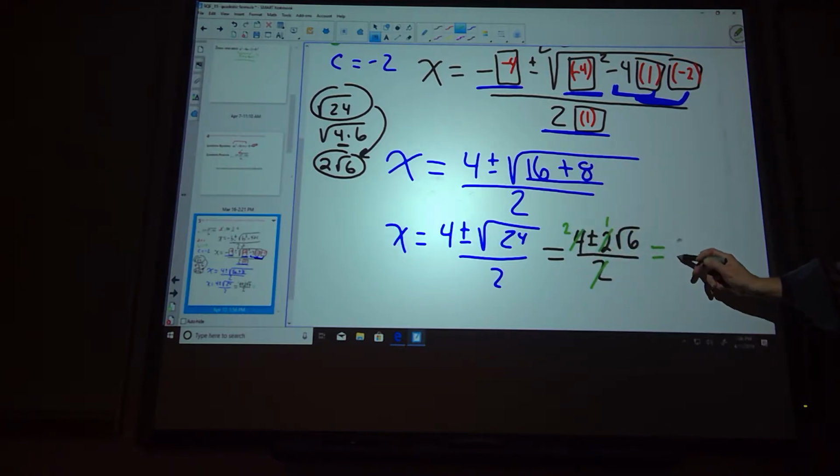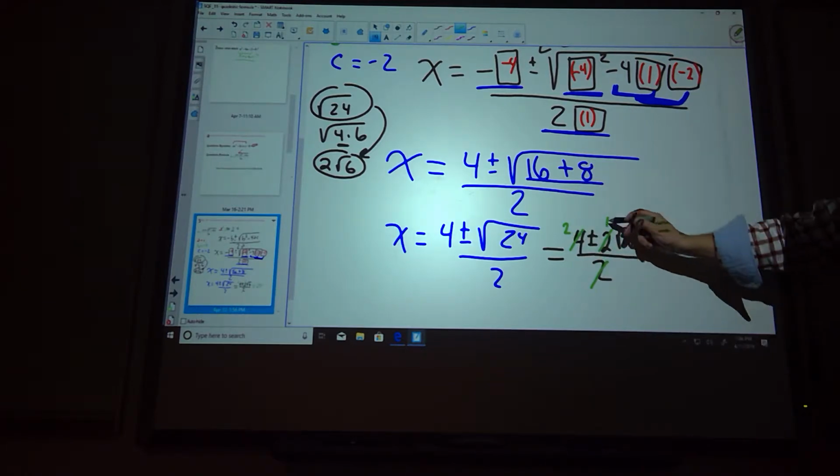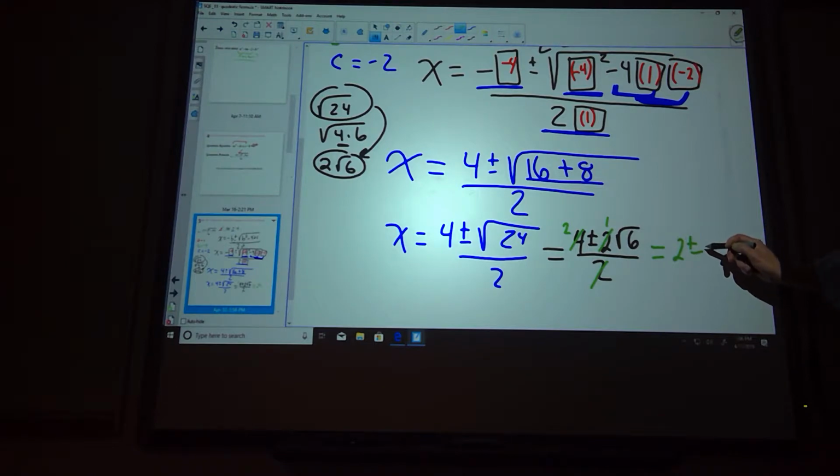That's now a 2 plus or minus. There's a 1 there, so I get 1 times square root 6, or just square root 6. Whole thing's over 1, so we just have this. That's my answer. There are 2 answers there. How did you do the whole cross out? Anything outside the radical, 2 goes into. 2 goes into itself once, 2 goes into itself once, 2 goes into 4 twice. So we're just reducing the fraction.